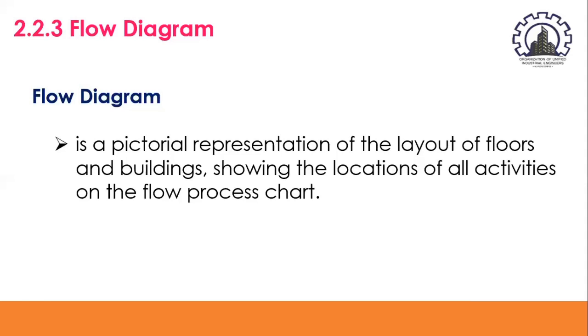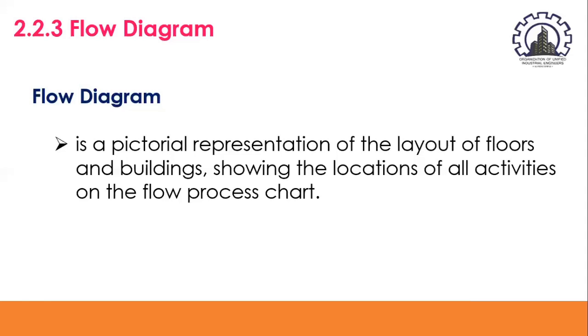Now, when constructing a flow diagram, analysts identify each activity by symbols and numbers corresponding to those appearing on the flow process chart. Now, the direction of flow is indicated by placing small arrows periodically along the flow lines, and different colors can be used to indicate flow lines for more than one part.